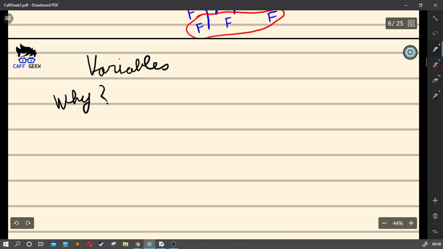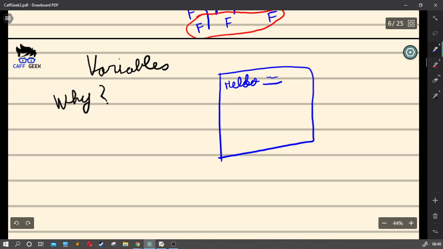Variables are important because we can't always write numbers or constants to get a value. We would like to store something in it. For example, when you open a simple page in Amazon, you always get hello and you get your name over here, right? Whatever it is. So why do you get this? You get this because your name is a variable. It will change from user to user.